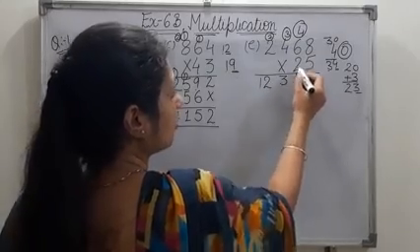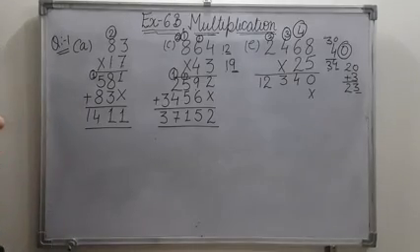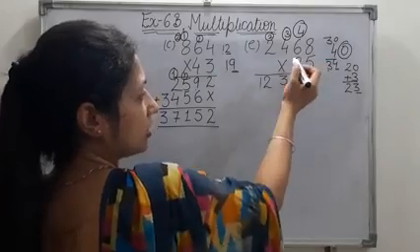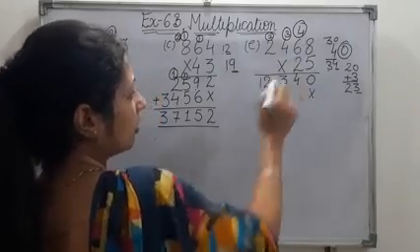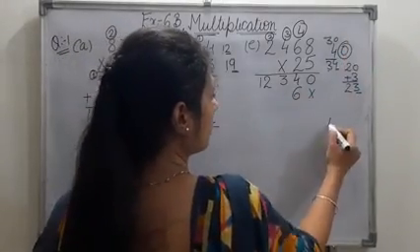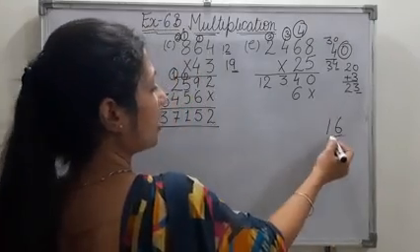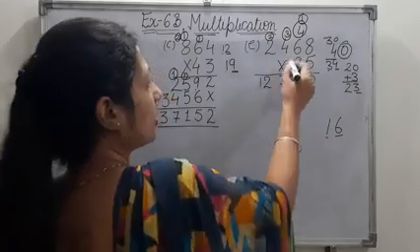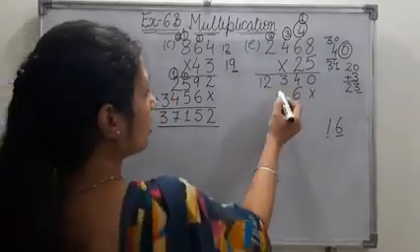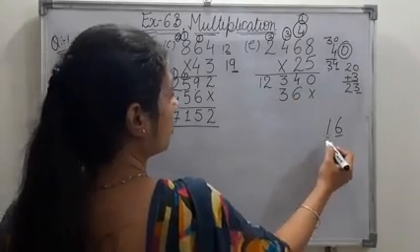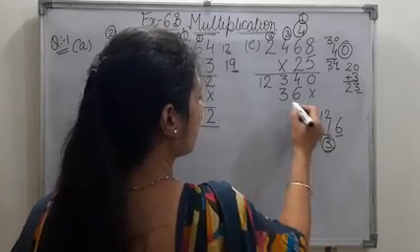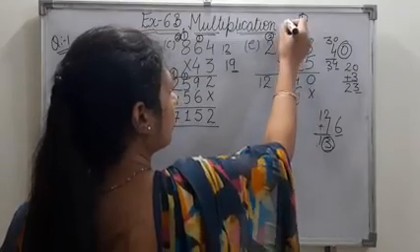Next digit is 2, from which we have to multiply. 8 2s are 16. So we will write 6 here and this 1 is carried over here. 6 2s are 12. 12 plus 1 is 13. So we will write this 3 here and this 1 is carried over here.